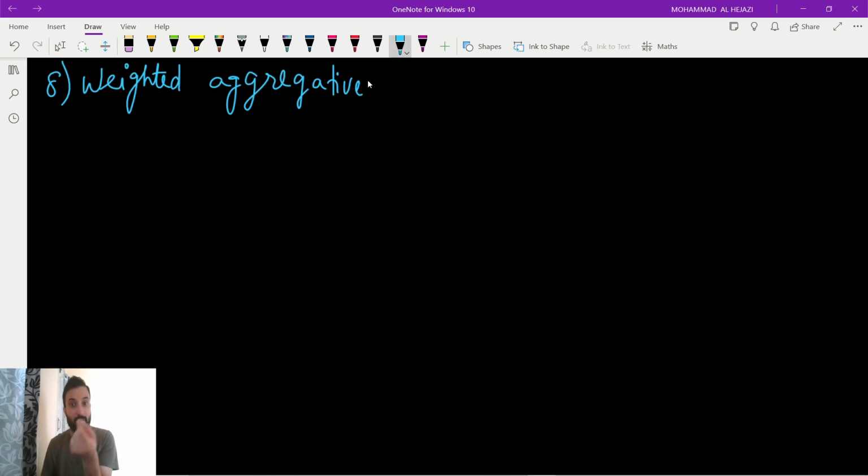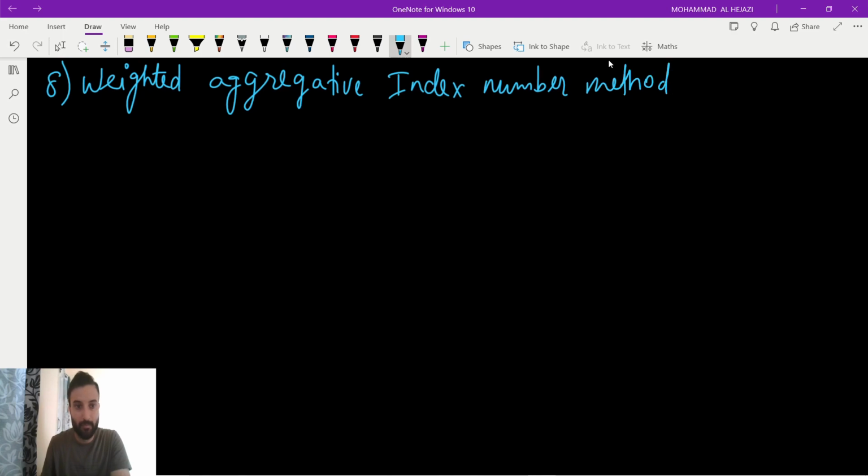Last we are writing the index number, right? First what we have studied, simple average or simple arithmetic mean or simple aggregative index number method. After that we will study the same thing for the quantity index number, so it will change from price index to quantity index. So the weighted aggregative index number method.